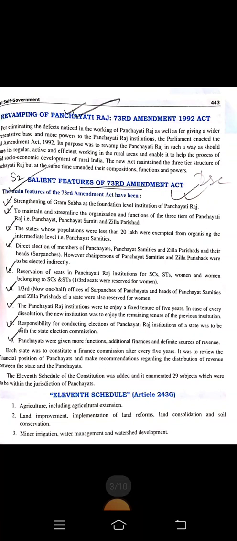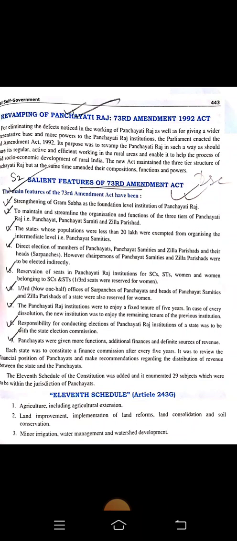So, what are the salient features of the 73rd Amendment Act? First is to strengthen the Gram Sabha as the foundation level institution of Panchayati Raj. Second is to streamline the organization and functioning of the three tiers: Gram Panchayat, Panchayat Samiti, and Zilla Parishad. States whose populations are less than 20 lakh are exempted from organizing the intermediate level Panchayat Samiti.